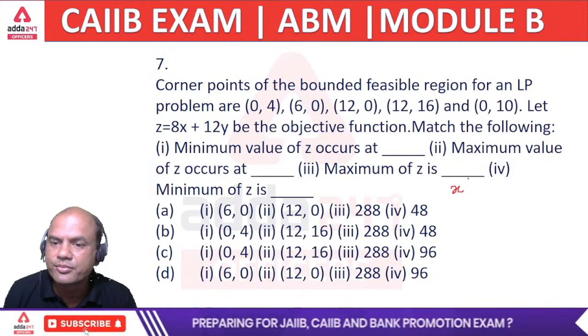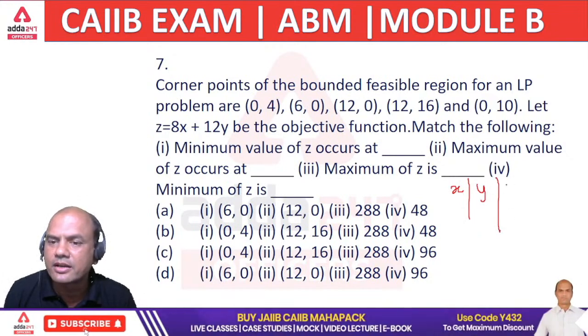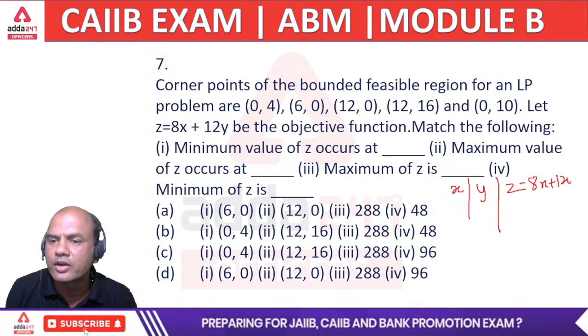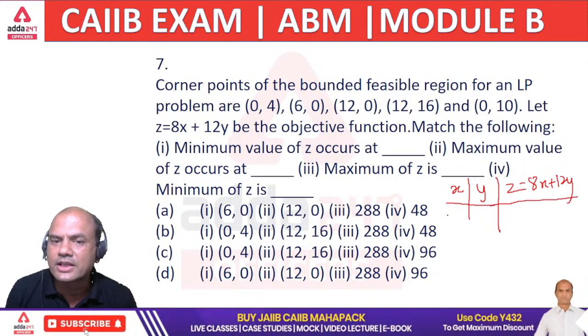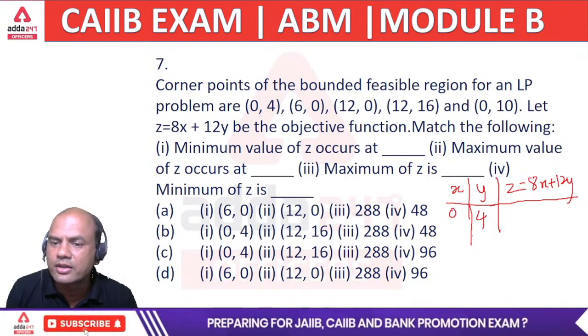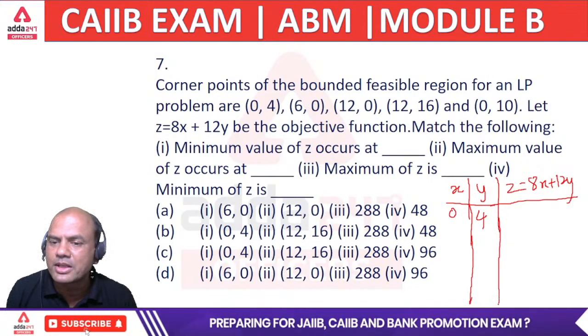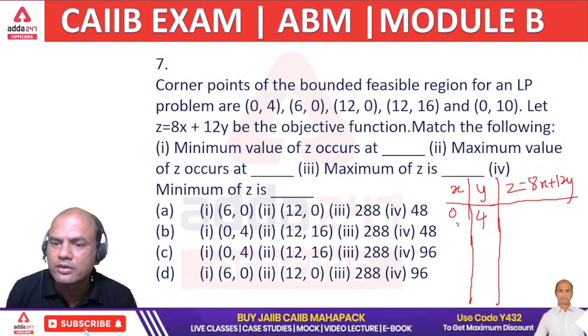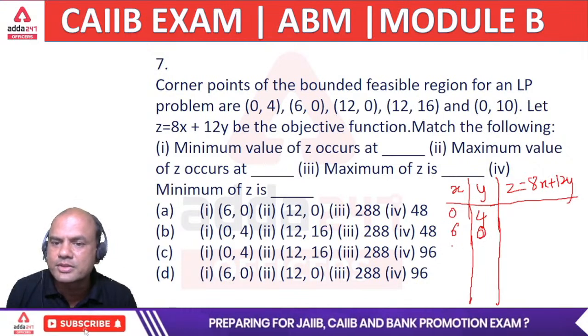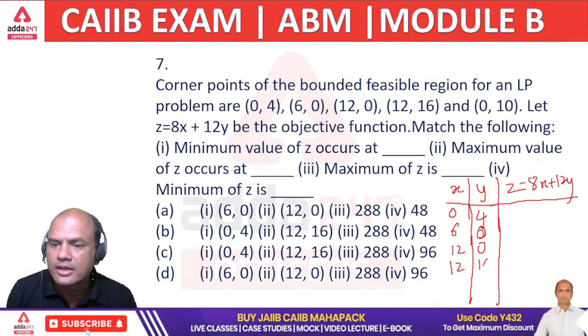So x, then y, and z, right? Z equals 8x plus 12y. Got this? So now put the values of x and y again over here. X and y 0, 4. Then 6, 0. Then 0, it is 0. Then 12, 0. Then 12 and 16. Then 0 and 10. Everyone amongst you must try a similar problem over here.